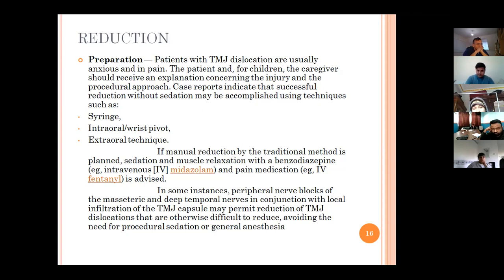If manual reduction by the traditional method is planned, sedation and muscle relaxation with a benzodiazepine and pain medication, fentanyl, is advised. In some instances, peripheral nerve blocks of the masseteric and deep temporal nerves in conjunction with local infiltration of the TMJ capsule may allow reduction of TMJ dislocations that are otherwise difficult to reduce, and this may avoid the need for procedural sedation and general anesthesia.